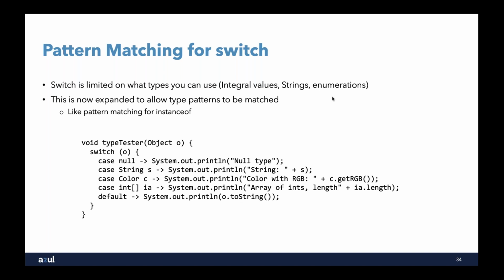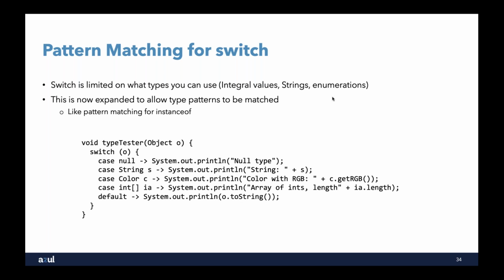Then we can say, okay, is it a string? If it is a string, assign a reference to S so that we can use that on the right-hand side of the arrow operator, and we can print out what S is. Similarly, if it's a color, we'll assign a value to C, which is object O, and then we'll be able to reference C as a color and call getRGB on that and print out the colors.